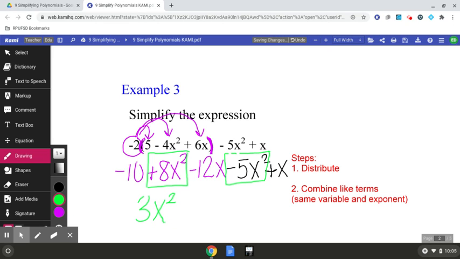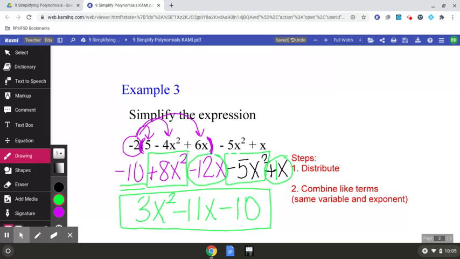Okay, then I have a negative 12x and a positive 1x. And when I combine those two, I have negative 11x. And then I still have, or I didn't use yet, this negative 10. So that has to come down at the end. Now there's nothing else for me to combine, so this is my final answer.